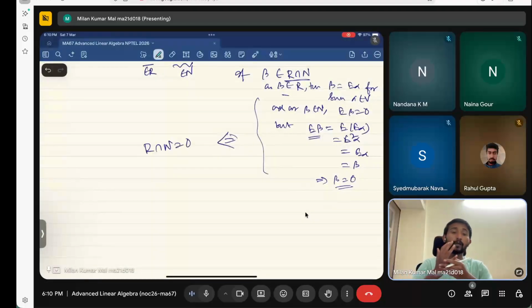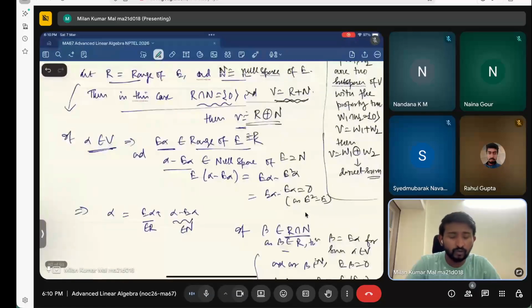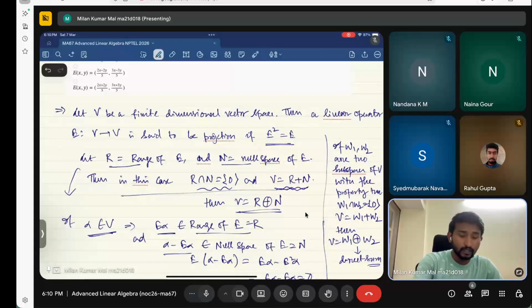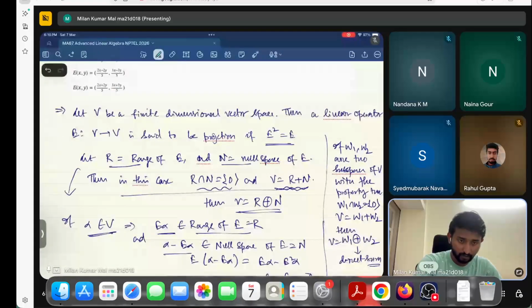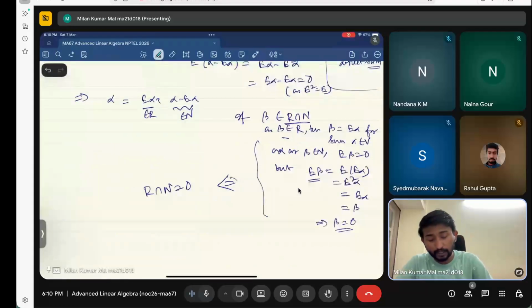So that means whenever you have a projection operator, that is the operator E on a finite dimensional vector space. Here finite dimensional is not a factor because we are not using anything specific to finite dimensions, but I'm assuming finite dimensional. Whenever you have a vector space V and an operator E which satisfies the property that E square equals E, that is called the projection operator. Whenever you have a projection operator, as an outcome, if R is the range and N is the null space, then you will get that V is equal to R direct sum N.